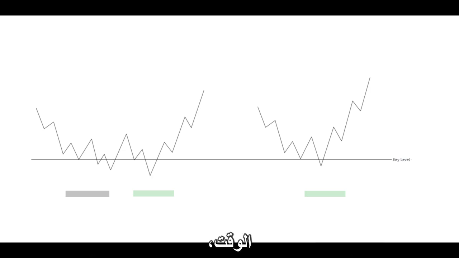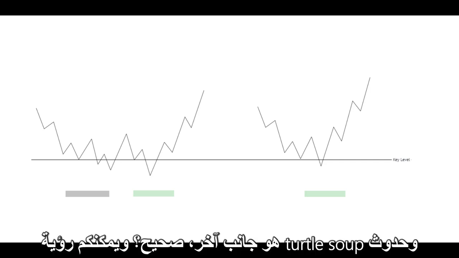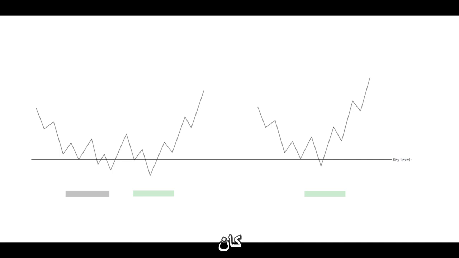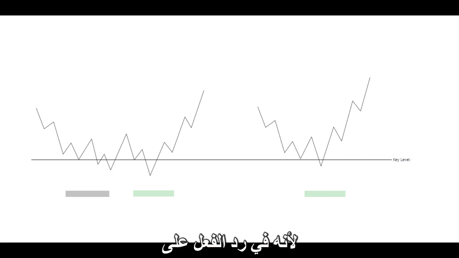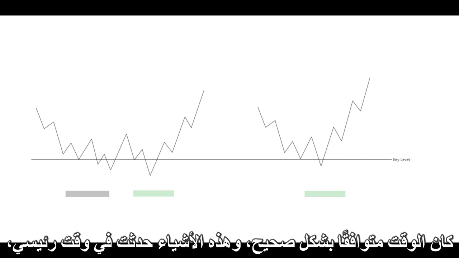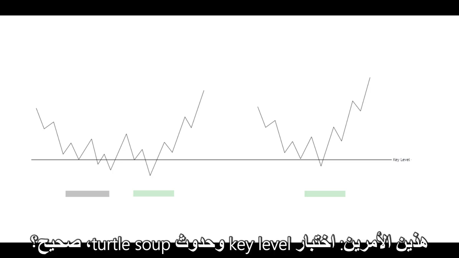But now that you know the time aspect of the charts, you can see that with the first reaction right here, price tested the key level and had a turtle soup below the low at a key time, which confirmed the validity of those things. Testing a key level is one aspect and having a turtle soup is another aspect, right? Both of the reactions had both of those aspects, but only one worked out perfectly, because in the reaction on the right, time was aligned correctly and these things happened at a key time, which means that time validated these two things, the testing of a key level and having a turtle soup, right?